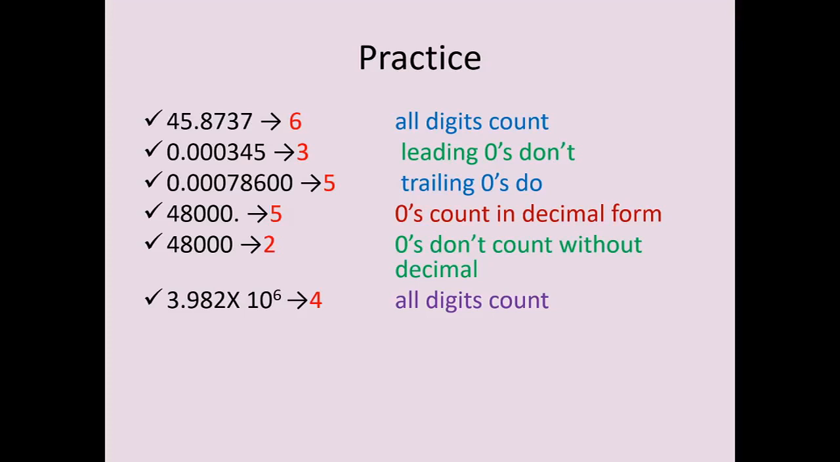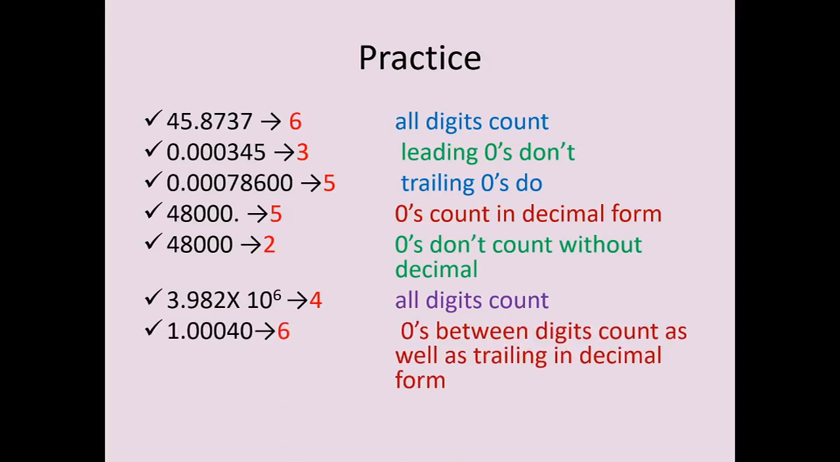Next is a scientific notation, 3.982 into 10 raised to 6. Here all digits count. So the answer is 4. Next is 1.00040. Here zeros between digits count as well as trailing zeros in decimal form. So the result is 6.